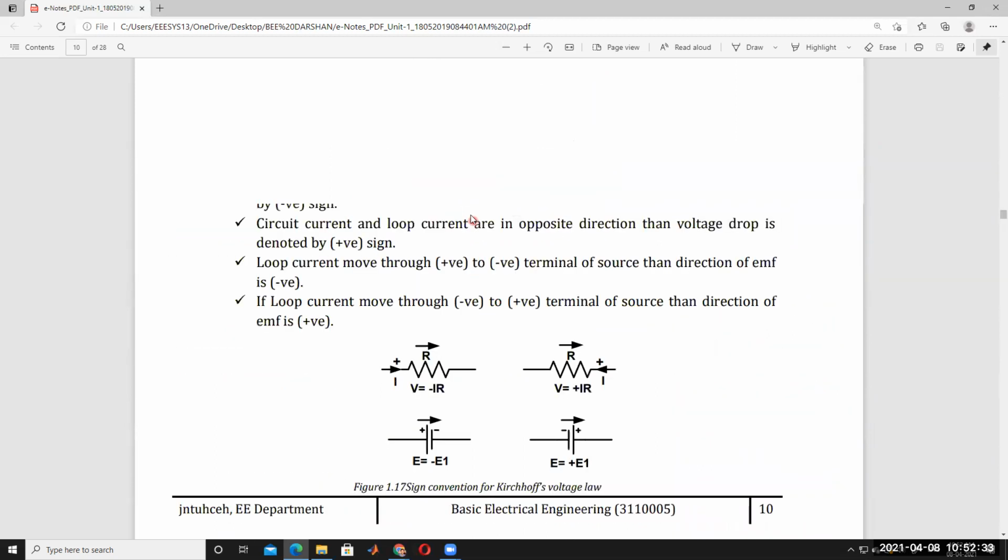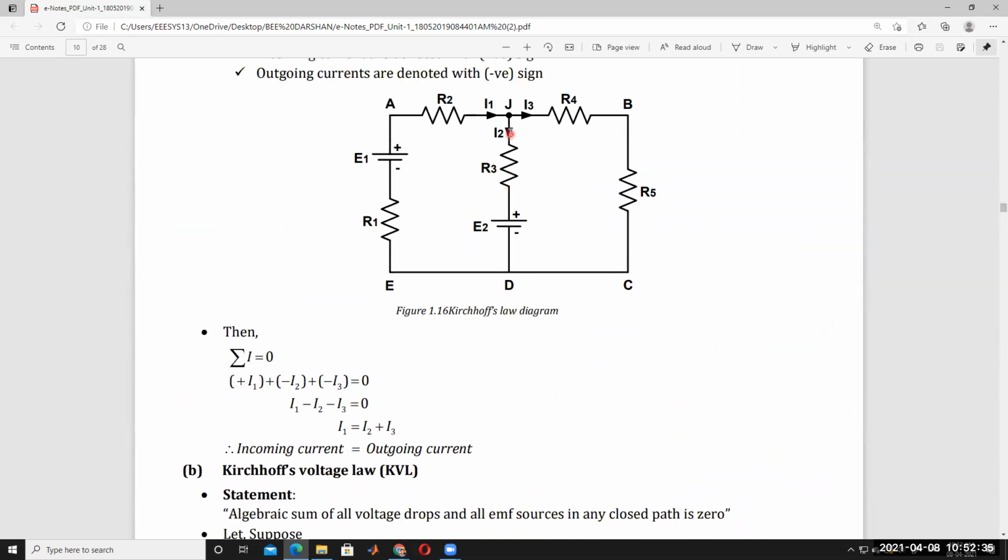And then I2 into R3. Here the current I2 is in the downward direction. And our loop current or circuit current is in the upward direction. So this is called the loop current. Am I right?